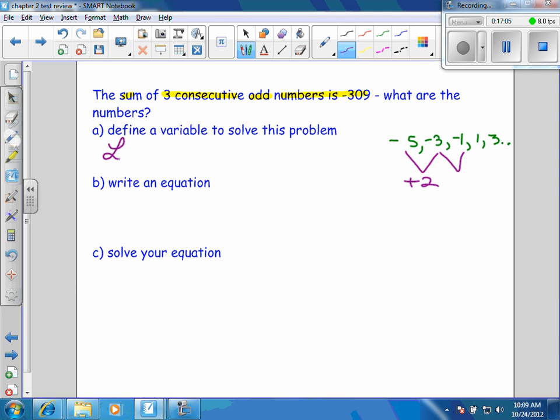So I'm going to let n equal the first number. Doesn't matter what it is, that's just the first number. So the number after that is 2 bigger, right? Because I'm adding 2 to get from one number to another. Raise your hand if that makes sense.